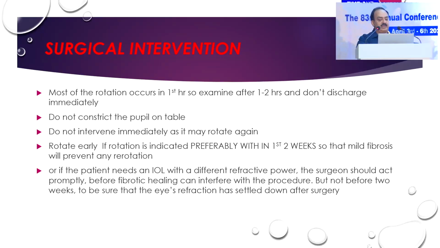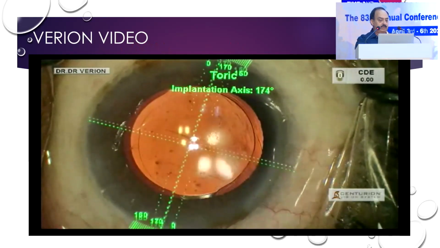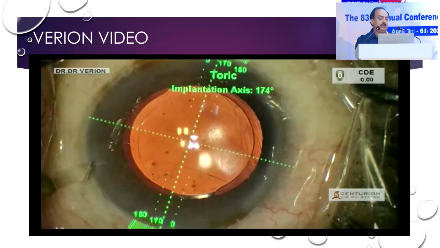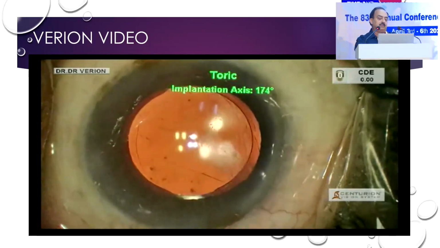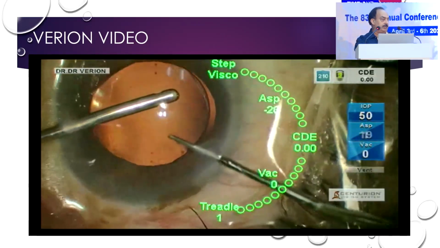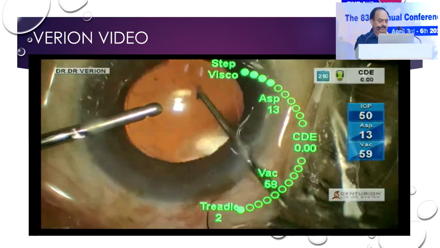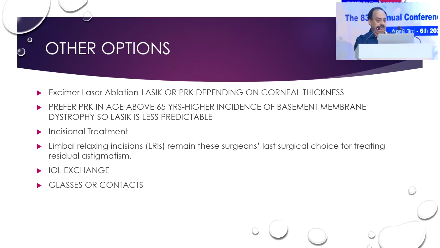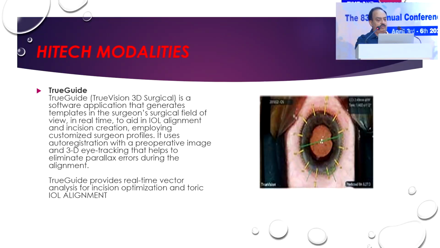And if the patient needs an IOL of a different refractive error, the surgeon should act promptly. Here you need not wait for 1 to 2 weeks. You can replace the IOL earlier if it is a spherical power mistake. There is a small video of how we do the rotation. Yeah, it's done. So other options are excimer laser and IOL exchange, glasses, contacts, and the ORA I have talked about.